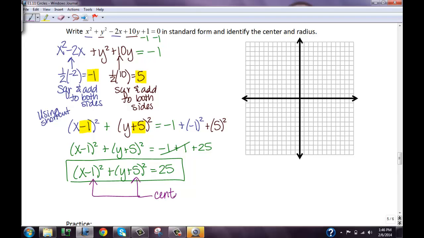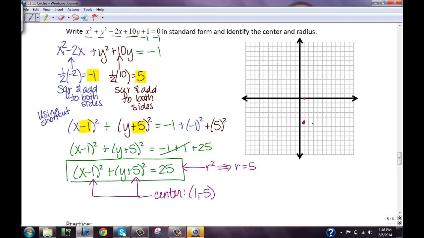So here the center, remember I changed the signs of the numbers in the quantities. This gives me 1, negative 5. And then for my radius, I just take the square root of 25. So if this is r squared, then that means that r has to equal 5. So I plot my center, so I go out to 1 and down to 5. And then my radius is 5, so I'm going out 5 units in each direction.